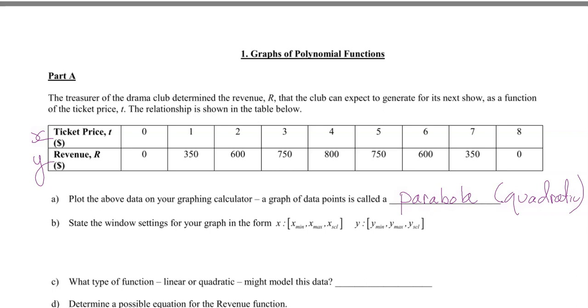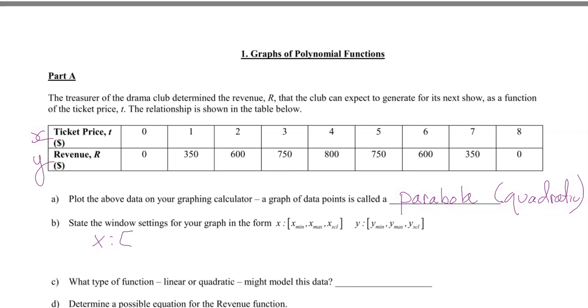State the window setting. Okay, so we did those. So we're just going to state them. So window settings are an ordered triple, which means 3 numbers. And they are x min, x max, x scale, right? So it just follows what's in your calculator. You'll get this on your formula sheet. It'll actually show you x min, x max, x scale.